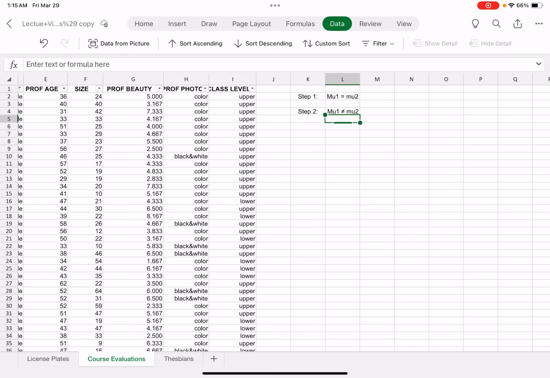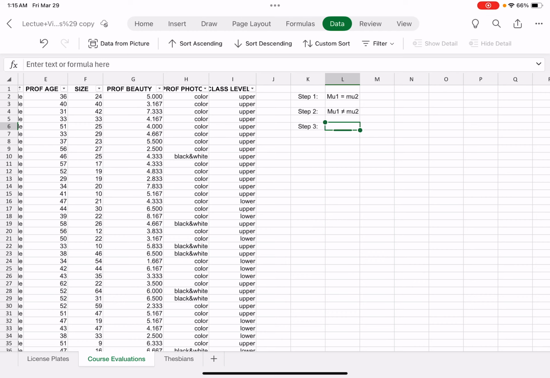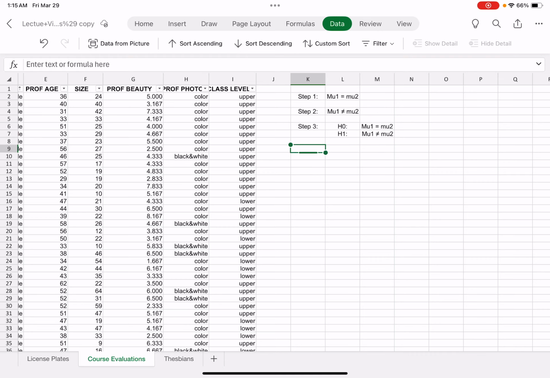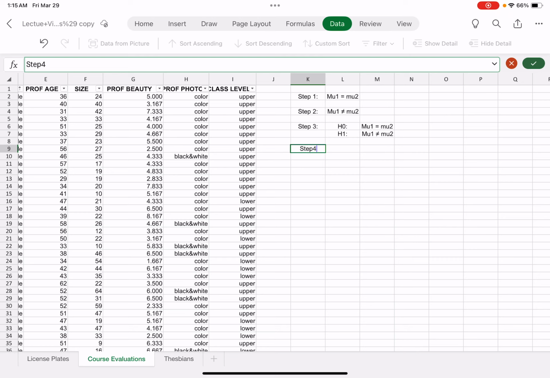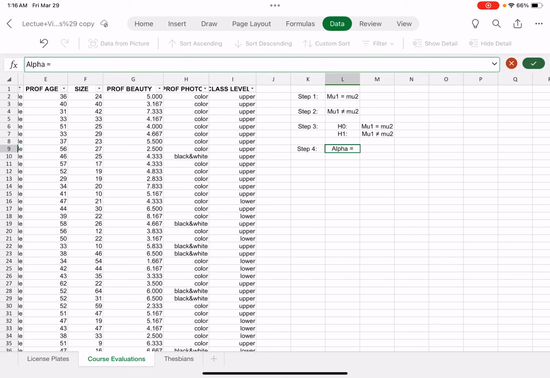Now step 3 is the null hypothesis. The null hypothesis is given to me, and it is mu1 equals mu2. We want to know if that's the case. And the alternative hypothesis in this case is mu1 not equals mu2. Step 4, level of significance: alpha equals 0.05, I believe is what they said.